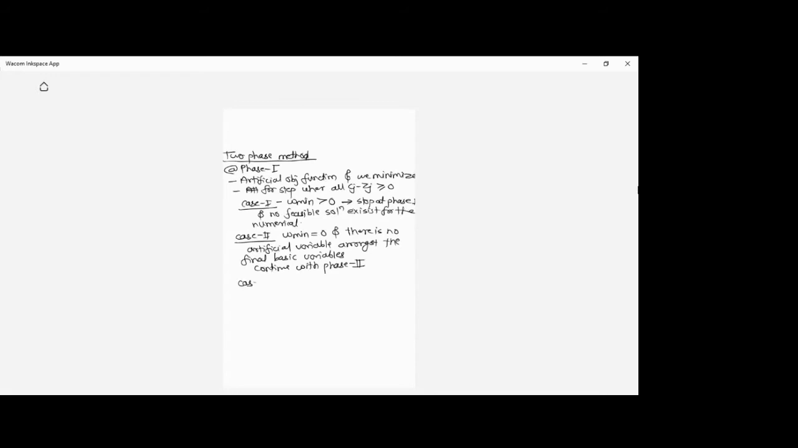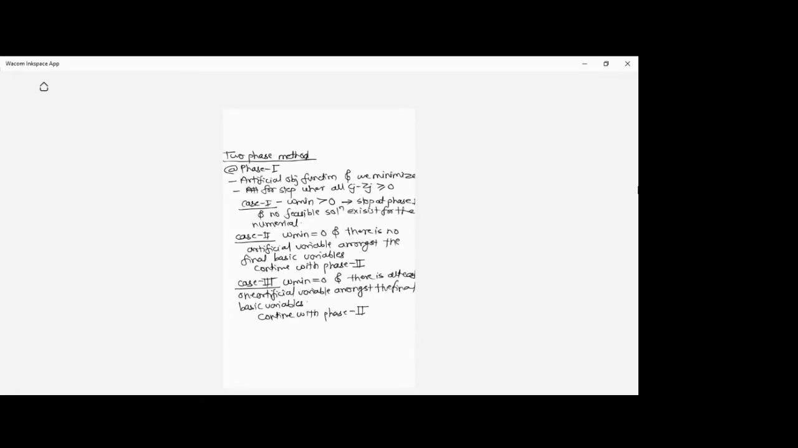Next, there can be a case 3 in which W minimum is equal to 0, and there is at least one artificial variable amongst the final basic variables. So here also the basic feasible solution exists, and we are going to continue with phase 2.